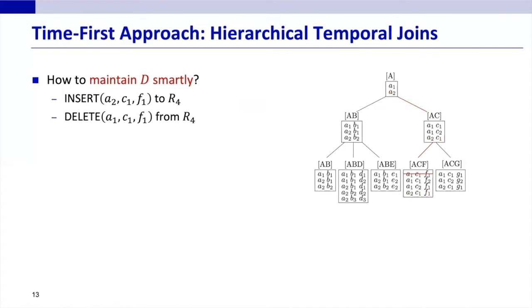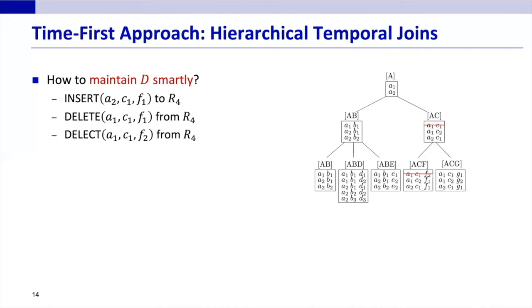Symmetrically, when a tuple is deleted, say A1C1F1 from R4, we first delete from the leaf node. As there exists another tuple with value A1C1 in R4, this deletion will not be propagated to the parent. If we further remove A1C1F2 from R4, this deletion will be propagated to the parent, but not to the root.